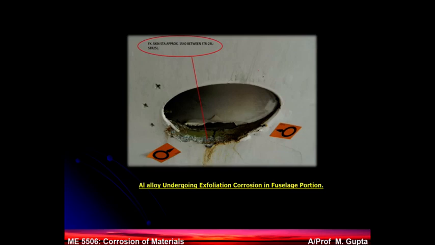Here is an example of exfoliation corrosion in the fuselage part of a commercial aircraft, the kind of aircraft that you travel in to go to your destination. They also face this kind of exfoliation corrosion, and they are maintained accordingly. All this damage is coming from exfoliation corrosion, because they use a sheet form, and most likely this sheet form has flat grains.